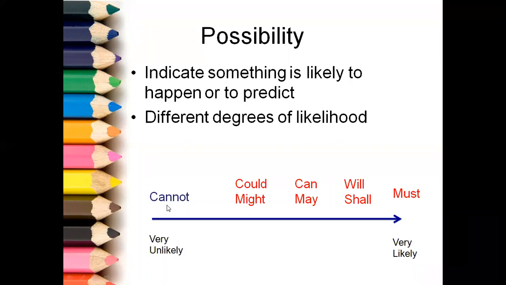100% negativity cannot, 100% positivity must. In between, 50-50 could and might, 75% can and may, and will and shall is something which is very, very close to very likely. So this is how we use the modal verbs to talk about possibility, and these are the modal verbs that we use whenever we want to talk about possibility.